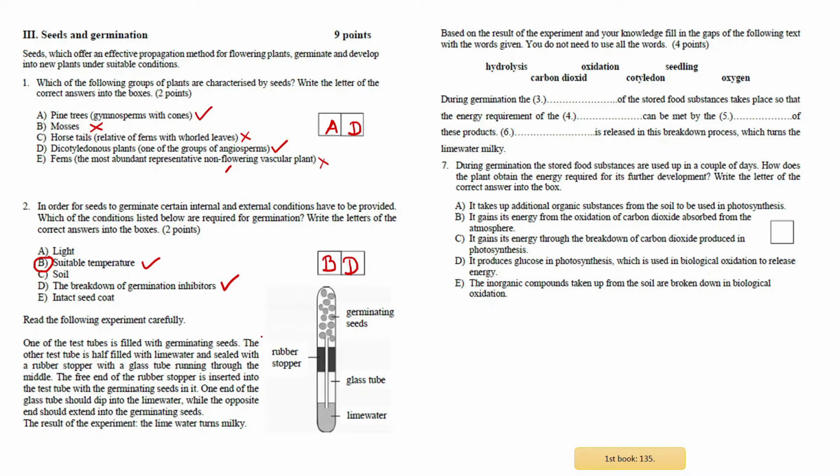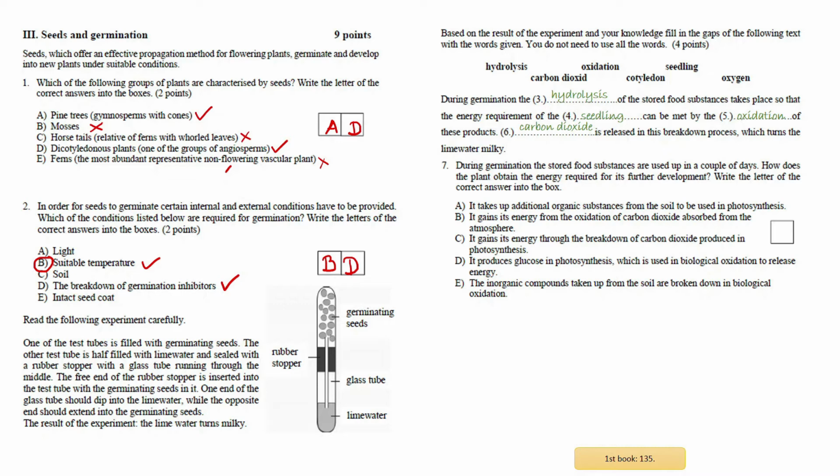Okay, this kind of experiment has been analyzed in a previous video when we did the 2017 exam. I think it was exercise 5. Based on the result of the experiment and your knowledge, fill in the gaps of the following text with the words given. You do not need to use all the words. So let's have a look. During germination, the hydrolysis of the stored food substances takes place so that the energy requirement of the seedling can be met by the oxidation of these products. Carbon dioxide is released in this breakdown process, which turns the lime water milky.